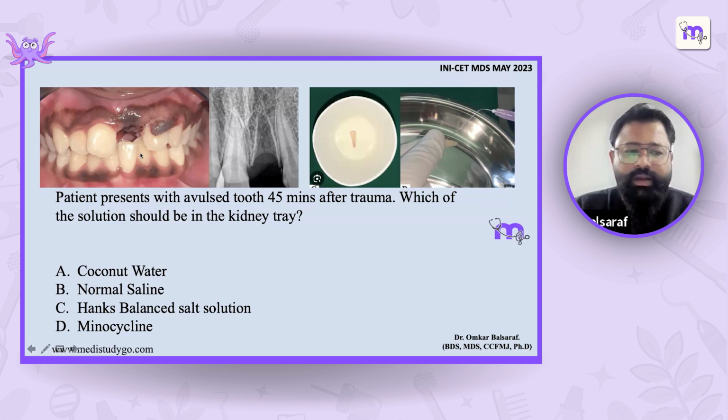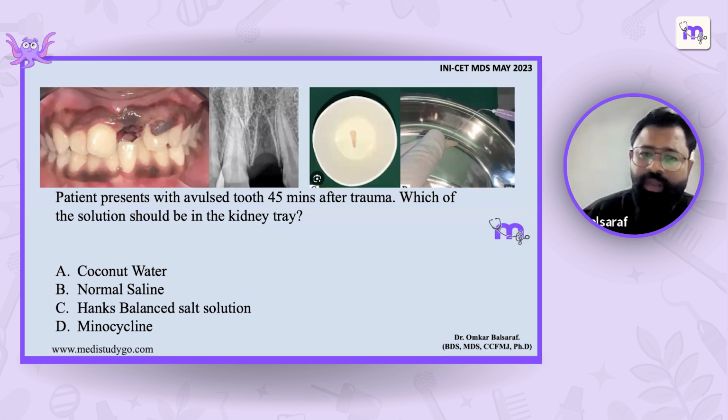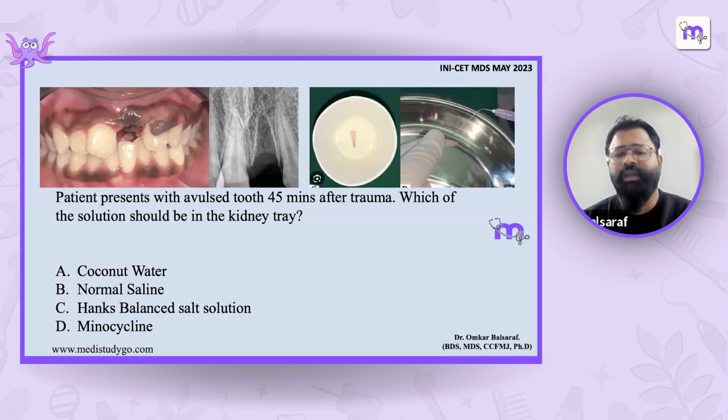Okay. Definitely, they can also ask you what is the grading of these things. Whether you're supposed to place it inside the normal saline or coconut water or Hank's balanced salt solution. HBSS definitely is the answer. You can use HBSS, but if HBSS is not available, what other things are best apart from these?